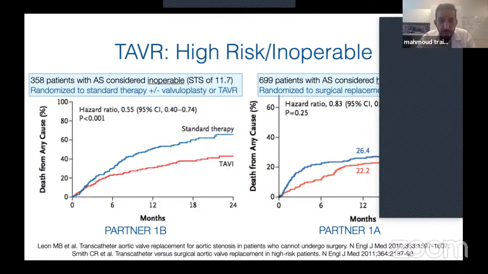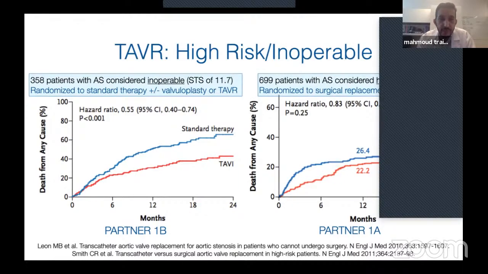Now, if we look at the spectrum of evaluation for patients with TAVR, the first trials, as we all know, were the PARTNER trials, presented in 2010 and 2011, starting with PARTNER 1B, which looked at inoperable patients and showed that TAVR had a significant 50% reduction in mortality compared to standard therapy, which was nothing at that time. The second part was the PARTNER 1A trial, the high-risk group, which showed similar death rates with a trend towards reduced death with TAVR compared to surgery.